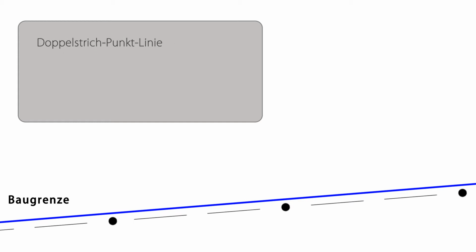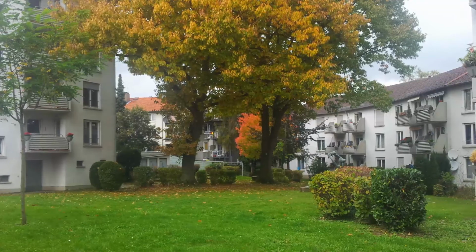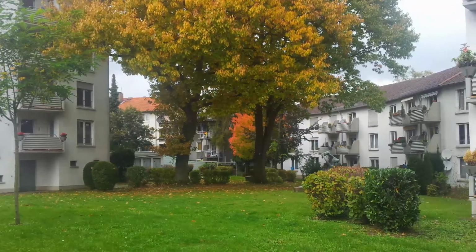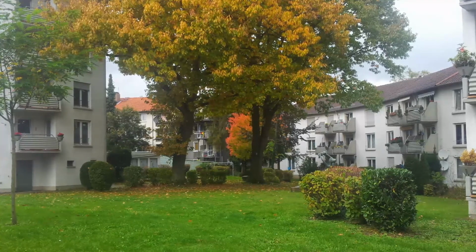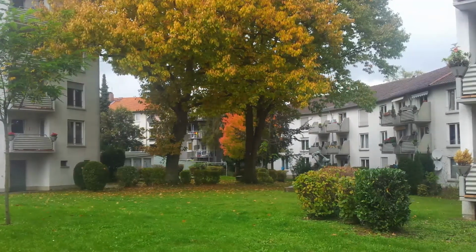Baugrenzen are represented with a double dash dot line in a Bebauungsplan and also with a solid blue line. As you can see here, the buildings have not been built along a Baulinie as in the first example. Like the Baulinie, buildings may not extend past a Baugrenze, but they can be built further behind it.